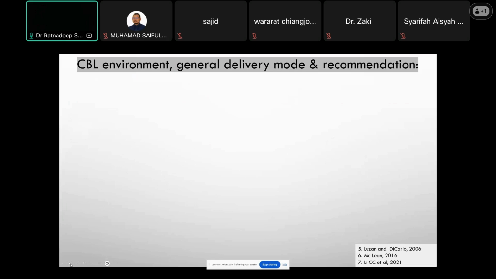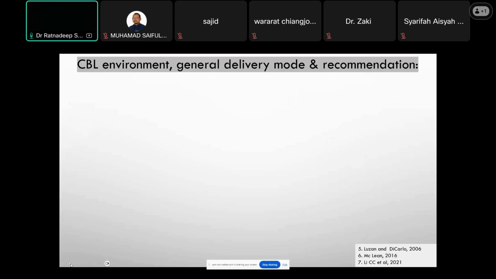Now, when we extended our review of literature, we found some information about the learner's nature in the CBL environment, about the general delivery mode, and some key recommendations of CBL. I'll just go through these in a very brief manner because it is quite linked to our study.